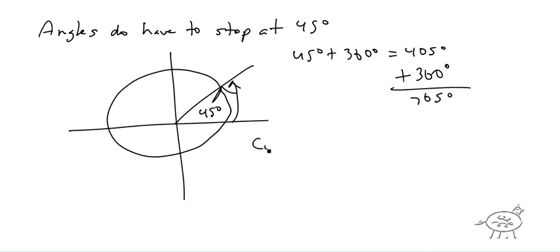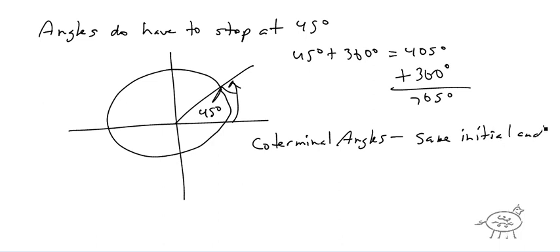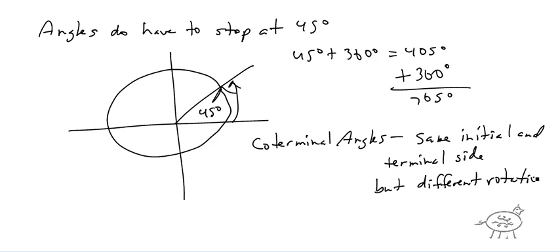So these are actually called coterminal angles. And a good definition is same initial and terminal side, but different rotation. Okay, that's what a coterminal angle is. So these are coterminal angles: 45 degrees, 405 degrees, 765 degrees. Those are all coterminal angles.